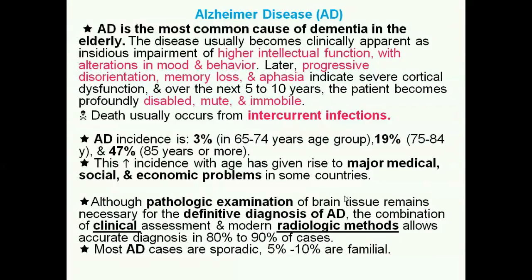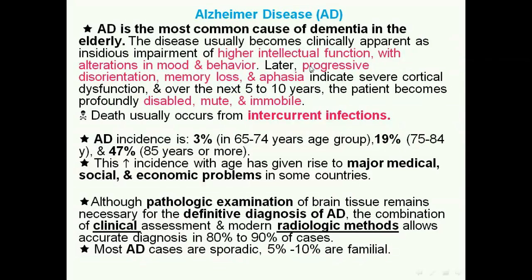Now for Alzheimer's disease. If you ever watched The Notebook, you'd know what Alzheimer's disease is. The old woman in it was having Alzheimer's, where she didn't even remember her children. Now, Alzheimer's disease is one of the most common causes of dementia in the elderly. It becomes clinically apparent as insidious impairment of higher intellectual function, alterations in mood and behavior. So the early signs of Alzheimer's are impaired higher intellectual functions and alterations in mood and behavior. The person becomes cranky or angry at times, but then good at other times, and you look at them and say, that's not you, you're not doing these things.